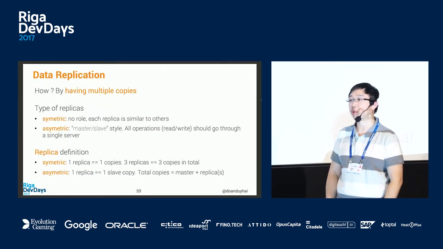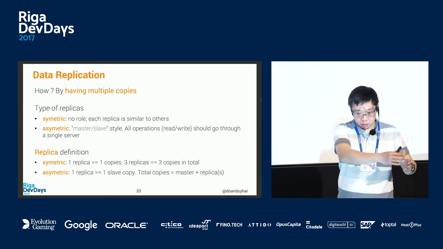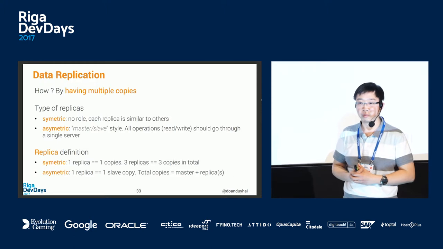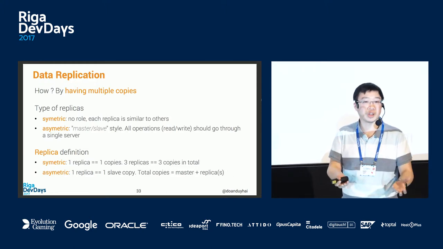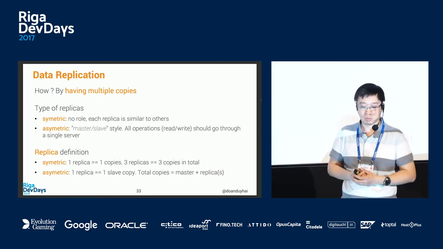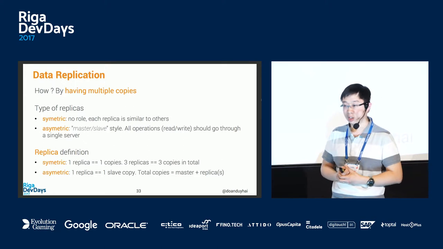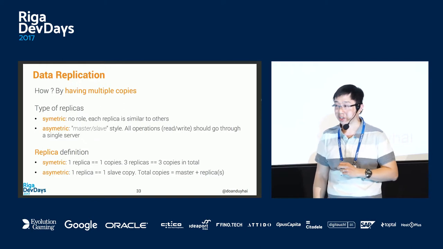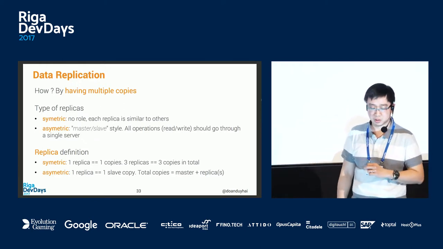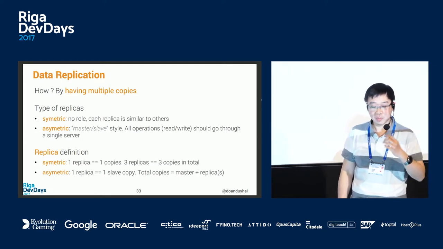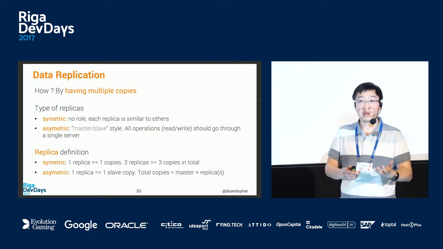Now let's talk about data replication. So we know how to distribute our data on all the machines. Now how do we replicate our data? Because if you don't replicate your data and you lose one shard, you lose some data, right? So it is mandatory to replicate your data by having multiple copies. There are two types of replicas, and very few people talk about this. You have symmetric replicas and you have asymmetric replicas. A symmetric replica is what? Maybe I have three copies and all of them are equal.